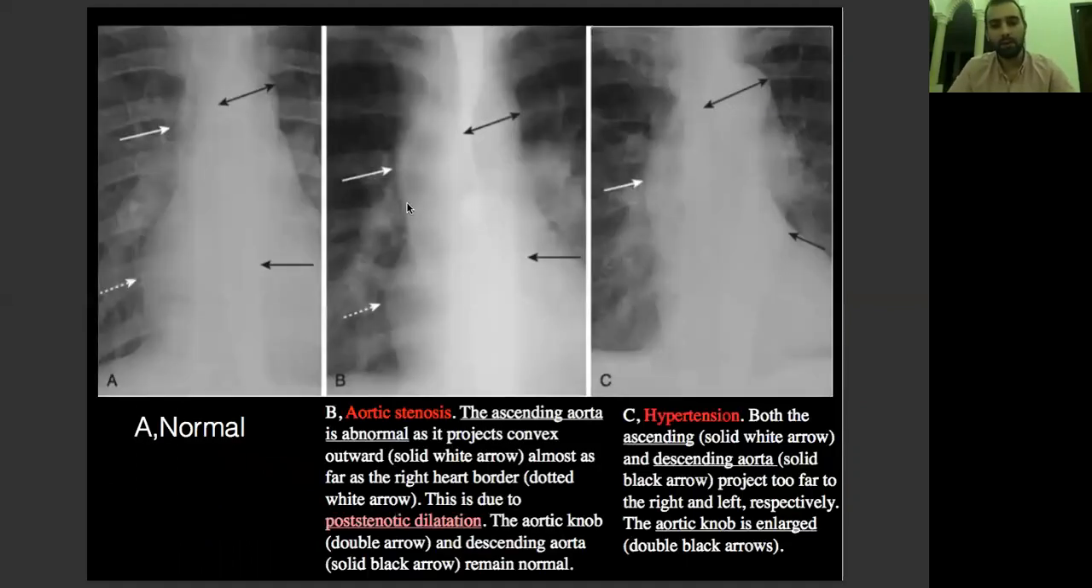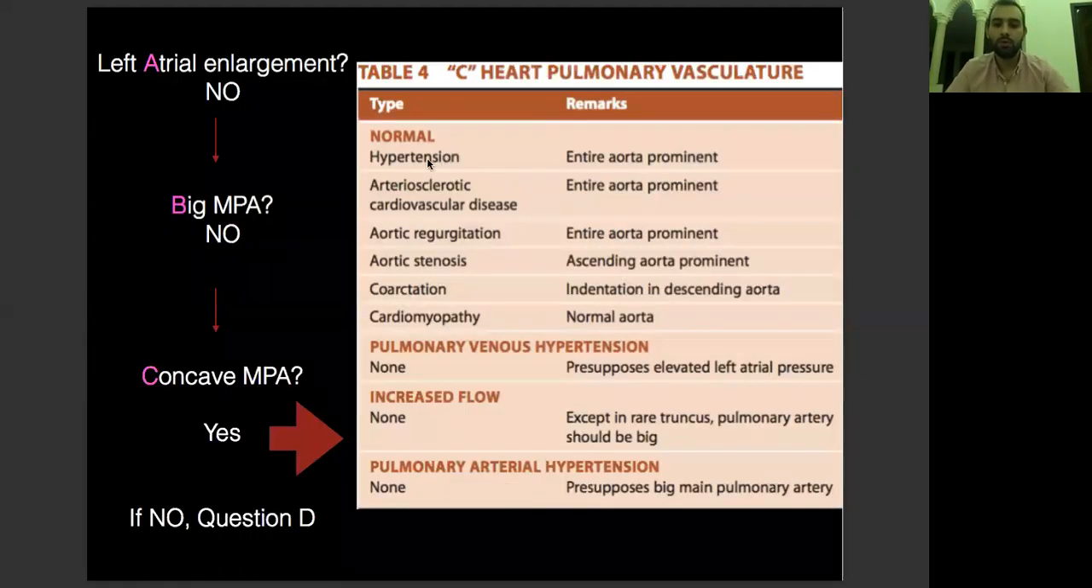This is a case of aortic stenosis with post-stenotic dilation. As we can see, the ascending aorta is abnormal as it projects outward. Its convexity is projecting outward to the right. And here, the aortic knob and the descending aorta are normal. However, in hypertension, we can see that the ascending, the descending, and the aortic knob, all of them are enlarged. And that's why we should check the aorta in each case, like here, hypertension, entire aorta prominent, and depending on the aorta, we'll have our diagnosis.